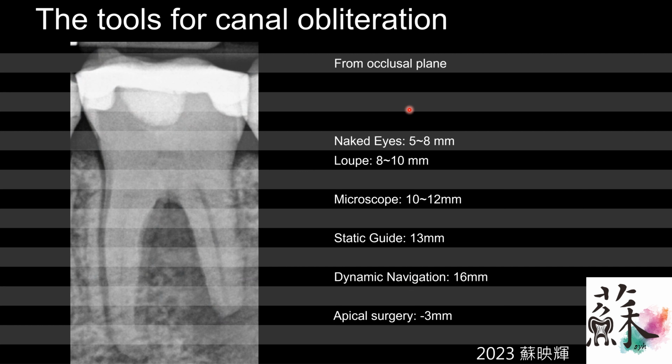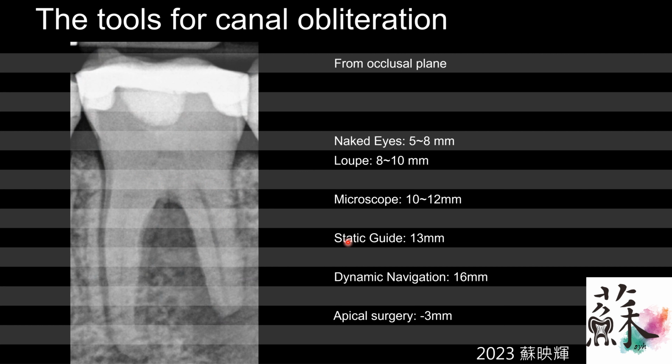So this is the tool, I think, for root canal obturation, and I count the depth from the occlusal plane. If we use the naked eyes, we can see about 5 to 8 millimeter from the occlusal plane. If we use the loupe, when you find the canal obliteration, the loupe can reach maybe 8 to 10 millimeter from the occlusal plane. And if you use the microscope and the canal is obliterated, you may reach about 10 to 12 millimeter.